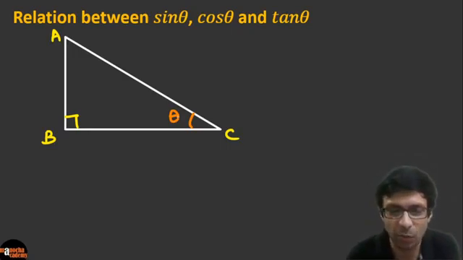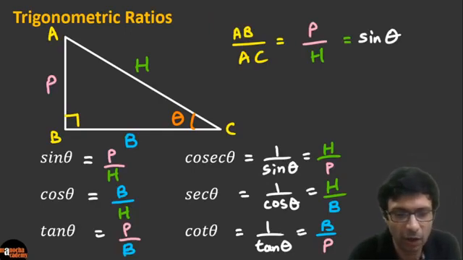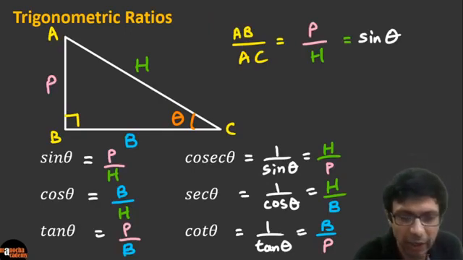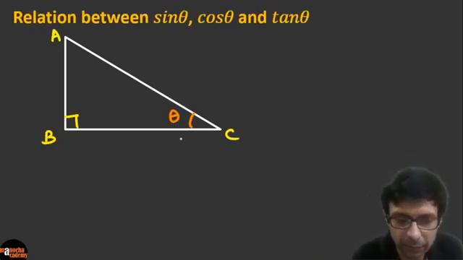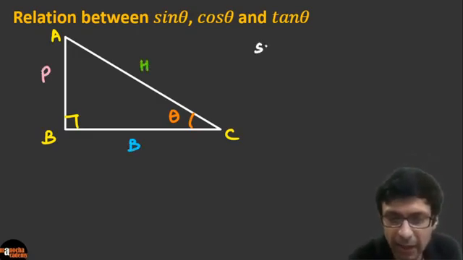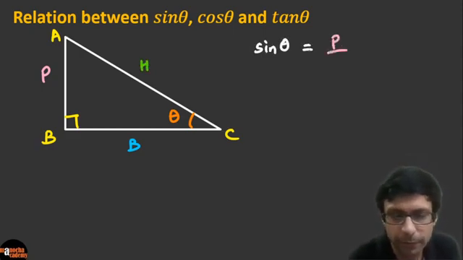We saw that sine theta and cos theta were defined like this. We are now interested in the relation between sine theta, cos theta and tan theta. So let's write these here. Before we write, let's quickly mark this is the perpendicular, this is the base, and this is our hypotenuse. Sine theta is defined as perpendicular by hypotenuse. And what is cos theta? Simple, cos theta is base by hypotenuse.